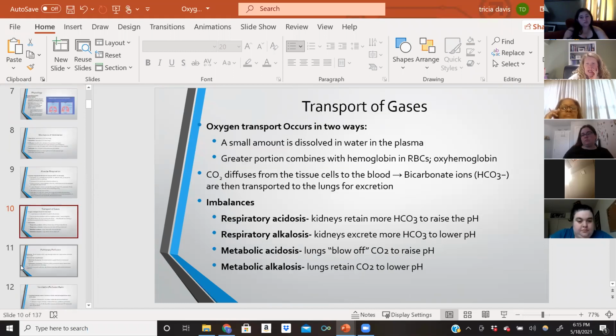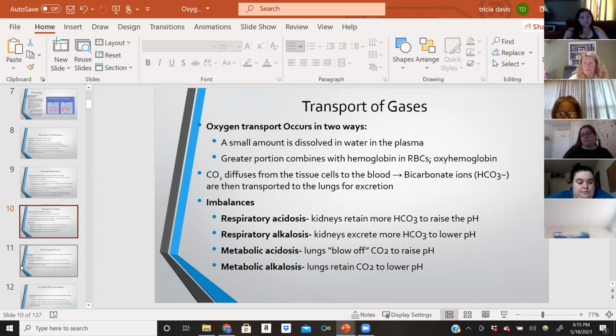All right, so transport of gases. Oxygen transport occurs in our body in two ways. We have a very small amount that's dissolved in water that's in our plasma. The greater portion of oxygen combines with our hemoglobin in our red blood cells. It's our oxyhemoglobin. The CO2 diffuses from the tissue cells to the blood. Those bicarbonate ions are then transported to the lungs for excretion.